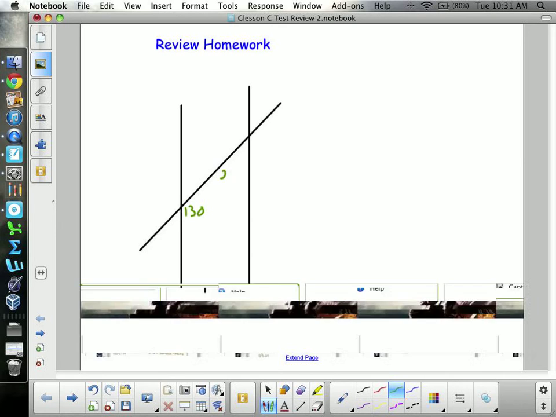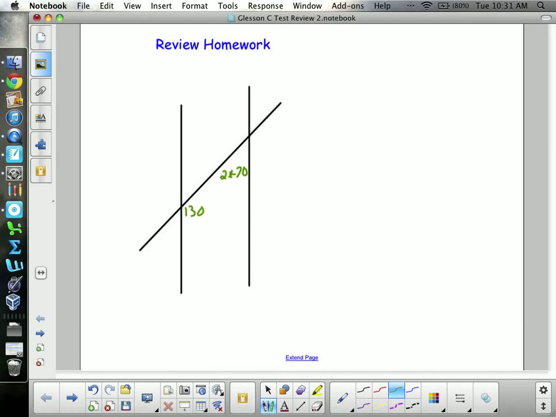So we had 130 and 2x minus 70. Now, for those of you who are pretty confident with this, and that's about half of you, you'll know what to do. But there are about half the people here who aren't, so I'm going to walk through it nice and slow. When I look at this problem and I'm given that these lines are parallel, I need to find the value of x.